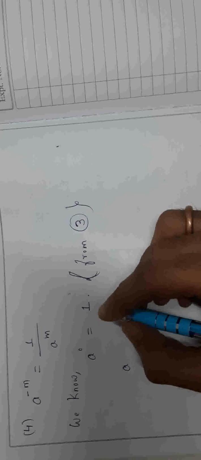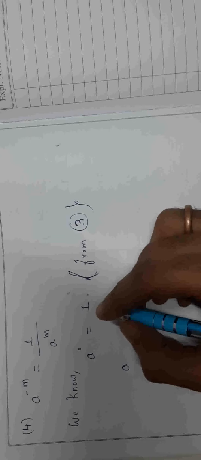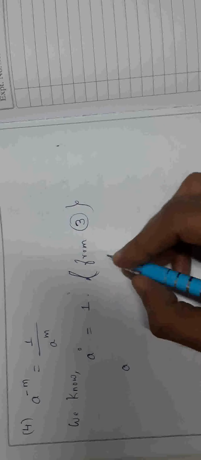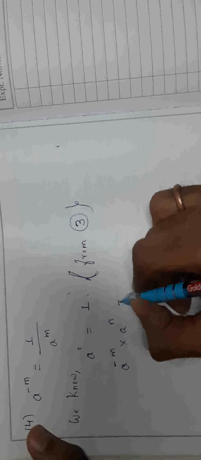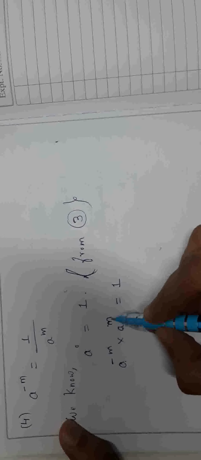Instead of a to the power 0, what can be written? Since it is a to the power 0, I can write a to the power minus m into a to the power plus m equal to 1. Because if I write a to the power minus m into a to the power plus m, bases are same, so powers can be added. When I add minus m with plus m, my expression becomes a to the power 0.